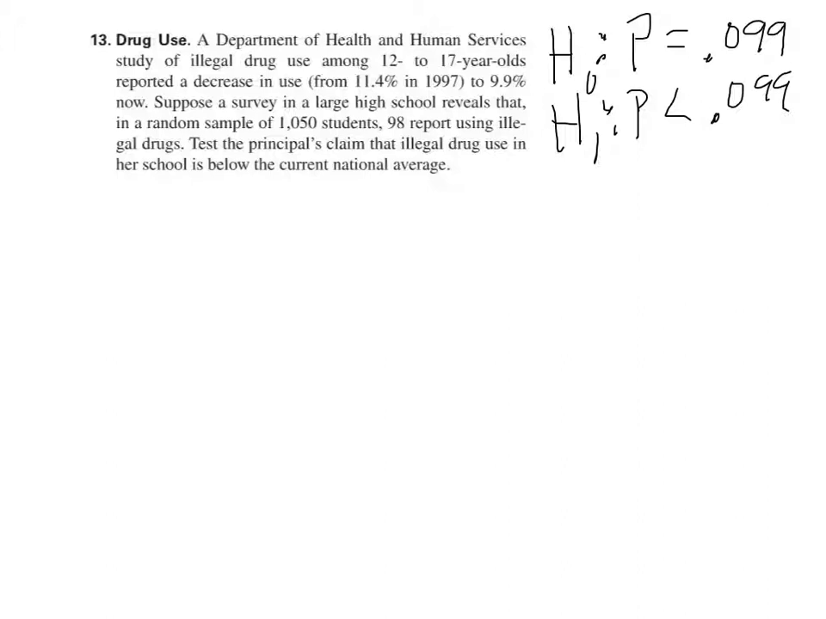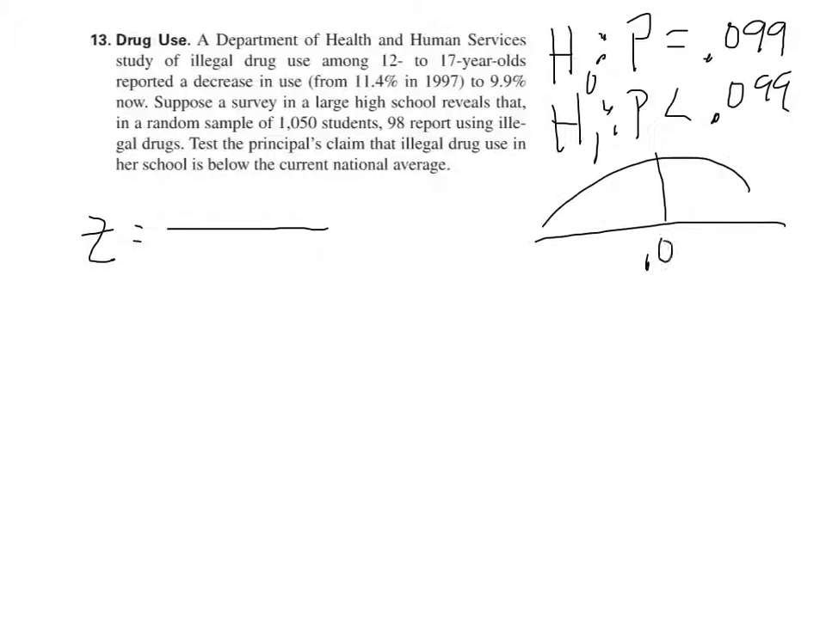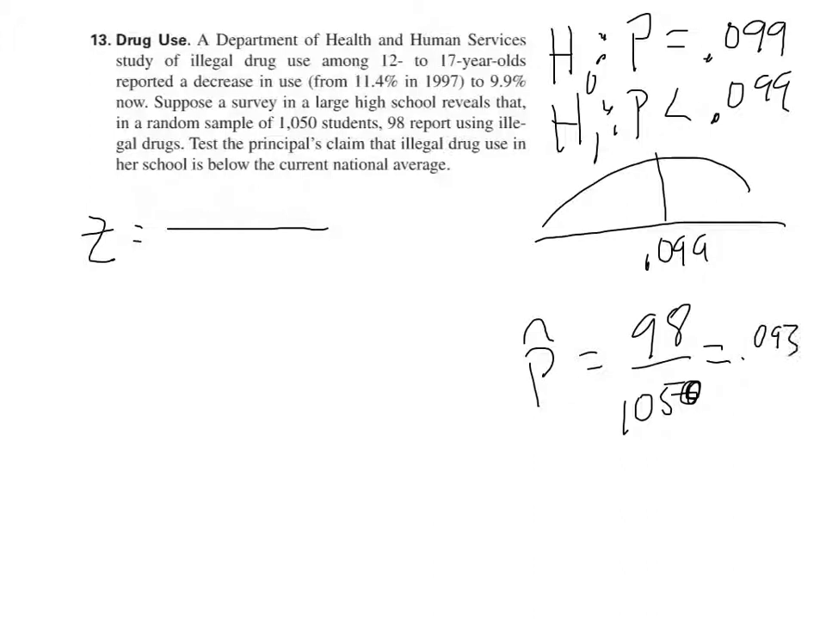And then we're going to do a z-score. And in order to get that z-score, we're going to do a couple things first. They're telling us that the national average is 9.9%. And we're trying to see if the sample result of 98 divided by 1050, which is our p-hat, that's our sample proportion, I calculated that is 9.3% or 0.093. It's probably enough decimal places.